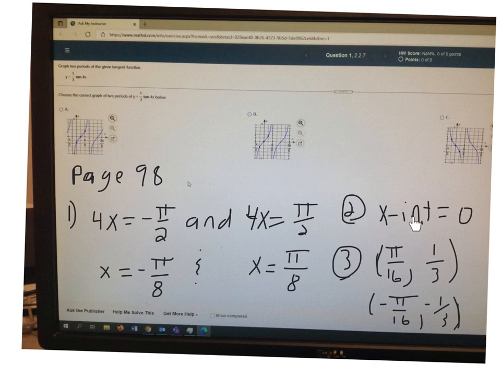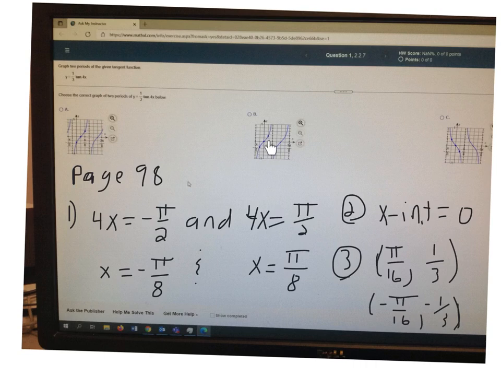Now, step 2, you want to find the x-intercept. Well, the x-intercept is halfway between these two values. So halfway between negative pi eighths and positive pi eighths is 0, you see. And then the final step, you already know it's this one, but the final step, they say find these 2 points here. And so how do you do that?